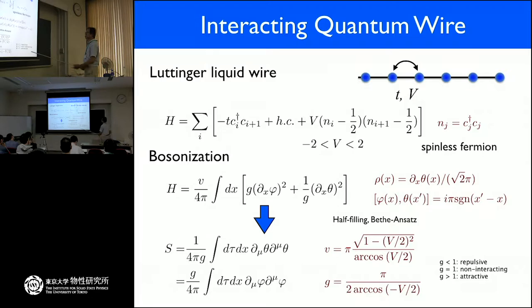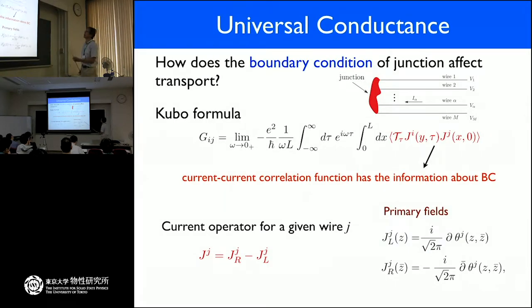So what we're going to do in the following is that we're going to study this model, and there's a mapping between this next neighbor interaction and the Luttinger parameter. So the question we want to ask is, given this setup, what kind of boundary condition, or what's the boundary contribution of this junction will affect the transport. Okay. So at least in the linear response regime, we can get this information by Kubo formula.